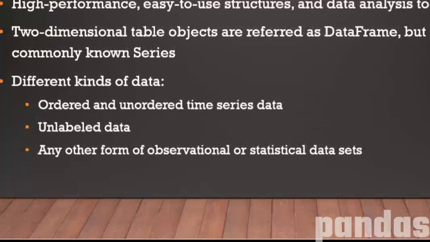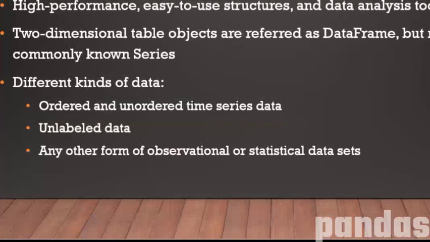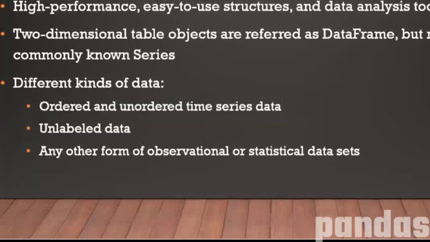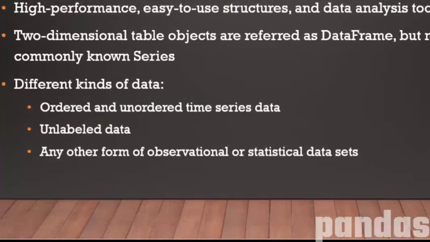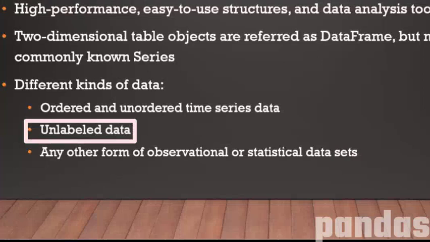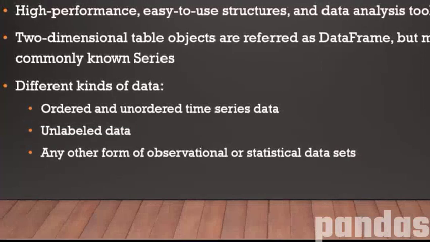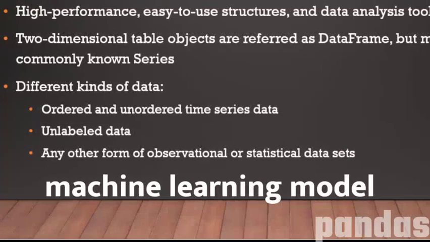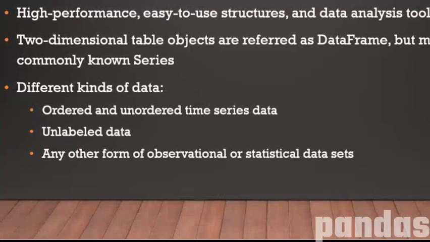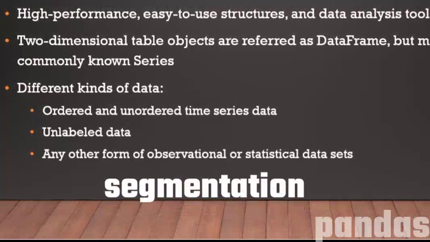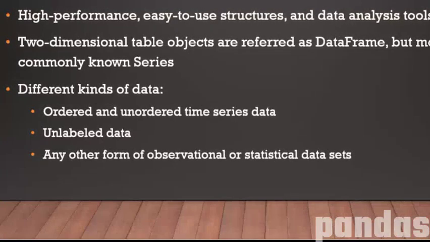For example, here we have ordered and unordered time series. Maybe you want to get some details with respect to economics or statistics. The data can be ordered or unordered, and that is fine. You can work on it. Unlabeled data: the data can be completely random. If we are creating a machine learning model, then with unlabeled data we will get a final output like some kind of segmentation. But before getting the final result, we have to have certain data, right?